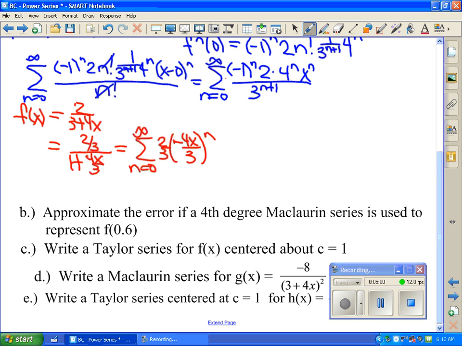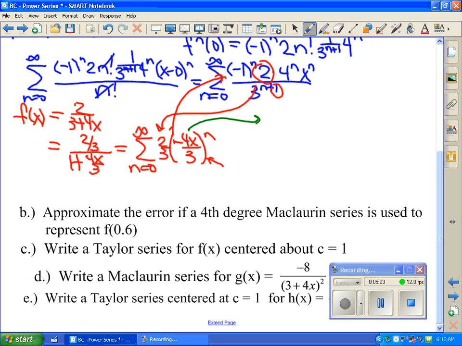So notice I've got the -1 to the n. I've got 2/3 right here. There's my 2/3. And then 4 to the n, x to the n, and 3 to the n are all in there. So you get the same thing whether you use a over 1 minus r or if you use the Taylor series.